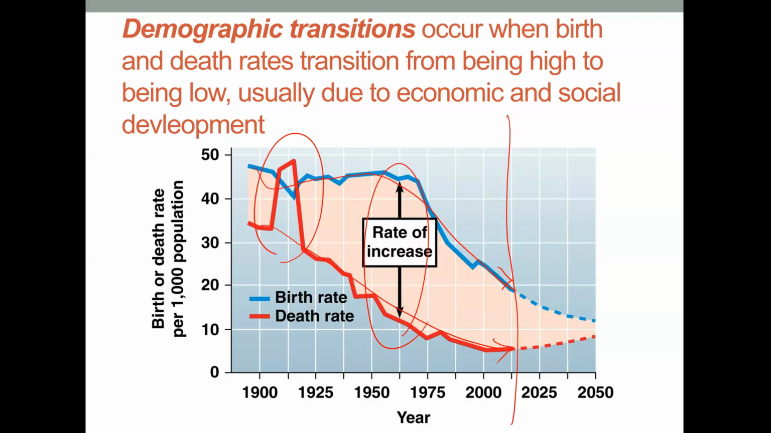Baby boomers were born between 1944 and 1964, so they're currently between 56 and 76 years old. This is because during that post-World War II time, the birth rate essentially stayed the same, but the death rate decreased quite a bit. This is when we get that huge increase in population, and this is what we saw in the United States as well.